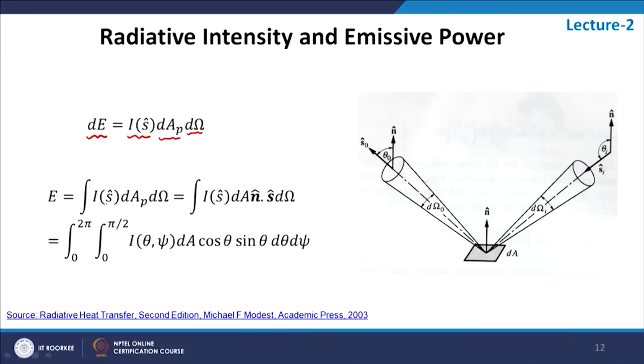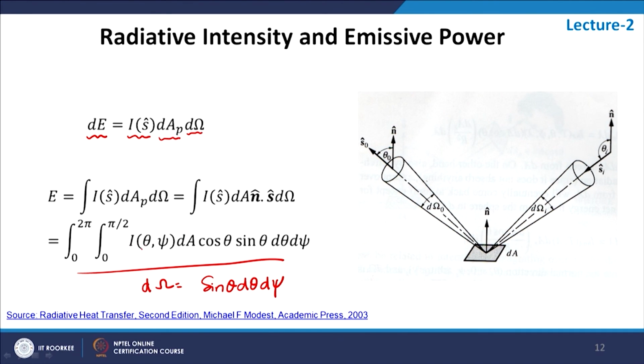So, we can write intensity I s, which is in a given direction, times dAp, which is the projected area, times d omega, the small solid angle, and integrate over all the solid angle, that is 2 pi. When we do this, we get this relation. We have written d omega in terms of theta and psi, so d omega is sin theta d theta d psi.